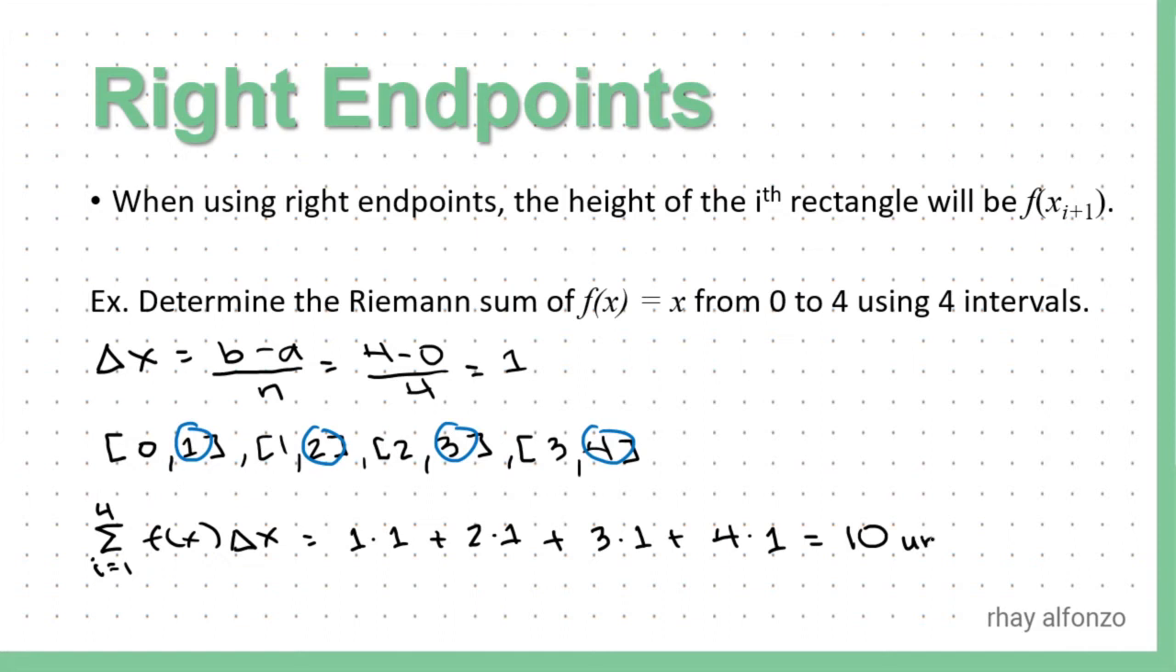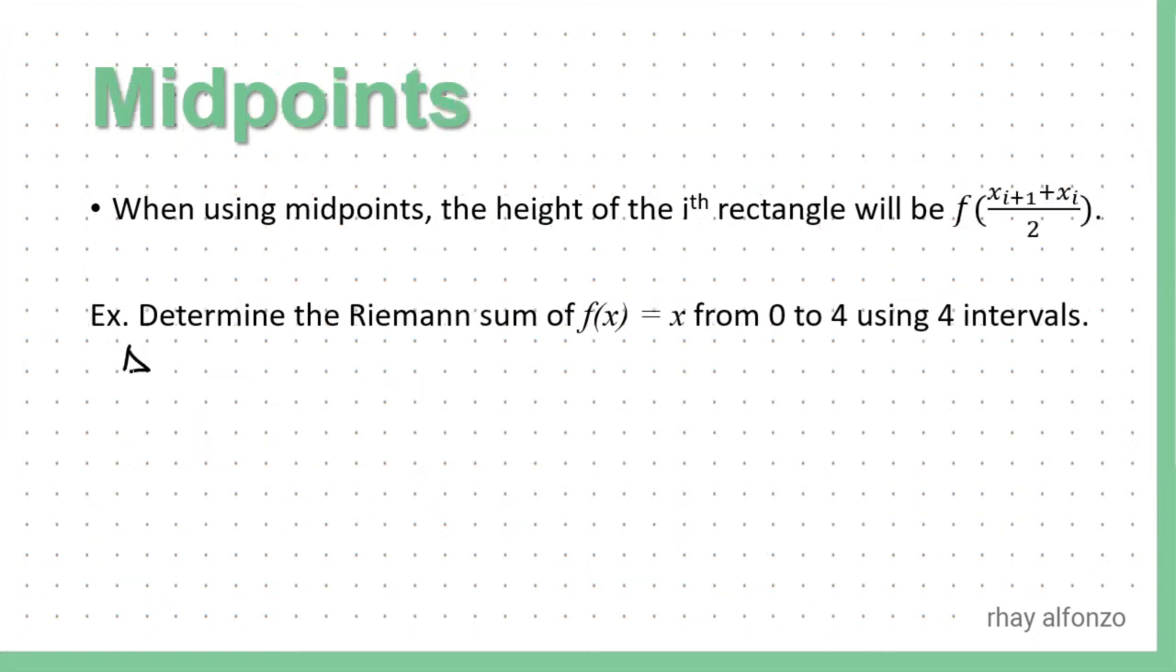So now we have 10 units squared as the approximation of the area using right endpoints. So as you can see, using left endpoints we got 6, and using right endpoints we got 10. And now let's compare what approximate area we will get when we use midpoints. Let me rewrite the equation for delta x again, which is equal to b minus a divided by n, which is equal to 4 minus 0 divided by 4, giving us delta x is equal to 1.